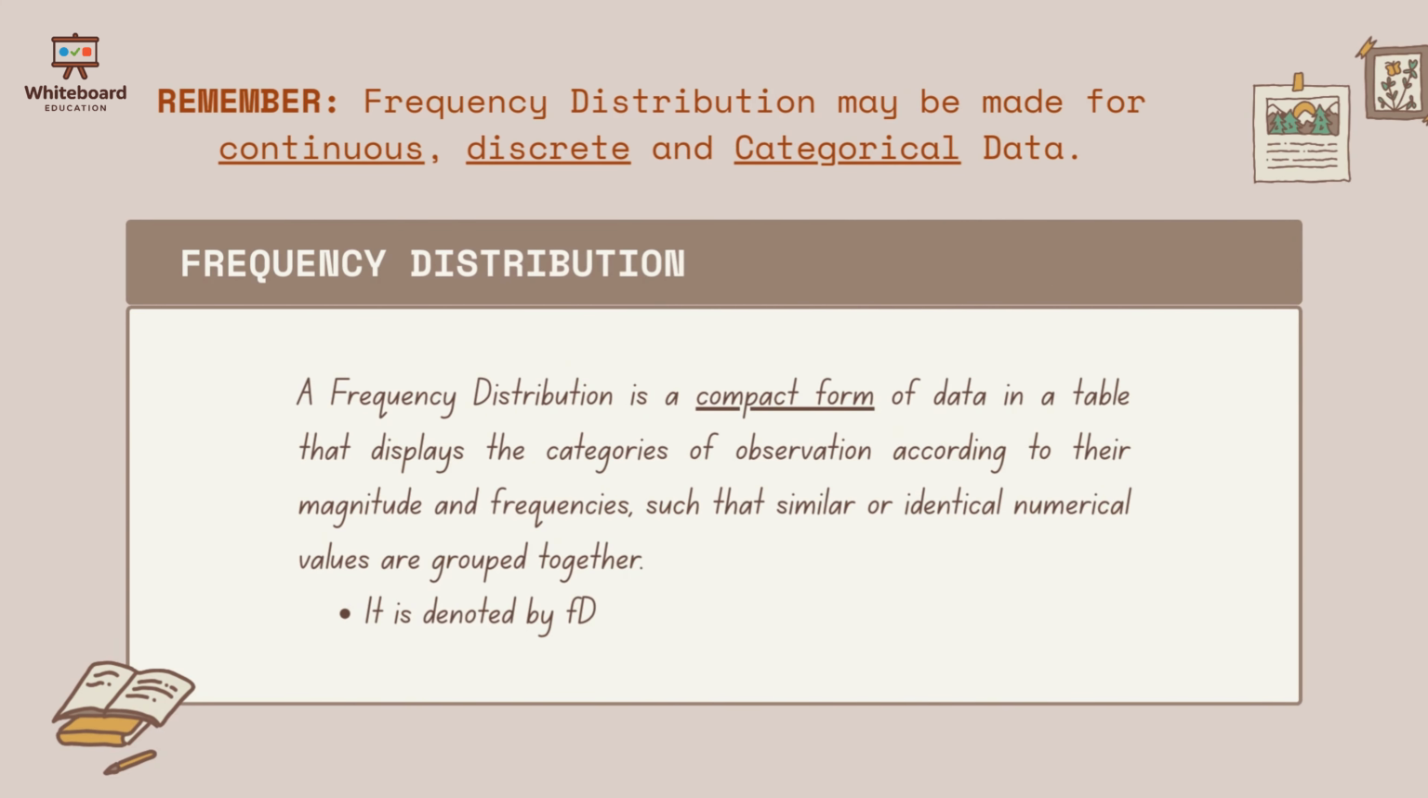Now, a frequency distribution is a compact form of data in a table that displays the categories of observation according to their magnitude and frequencies, such that similar or identical numerical values are grouped together. It is denoted by Fd. Remember, frequency distribution may be made for continuous, discrete, and categorical data.